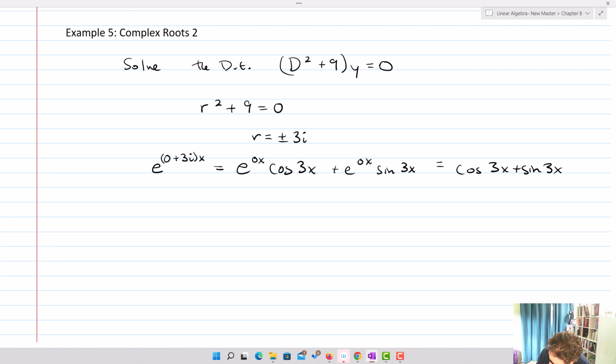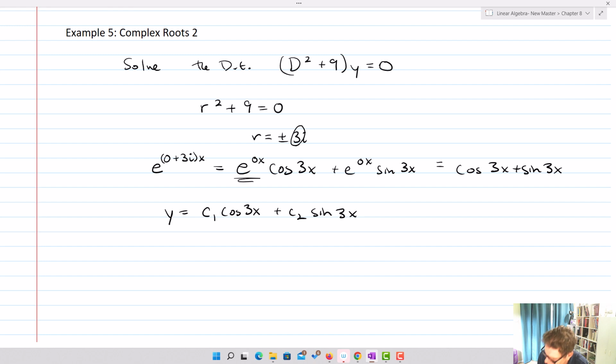We'll put on our constants. We're going to get c1 cosine 3x plus c2 sine 3x. And that is the solution. All right? Since this only has an imaginary part, we're not actually going to have an e to any power. That's going to end up just being 1. It's e to the 0th power.